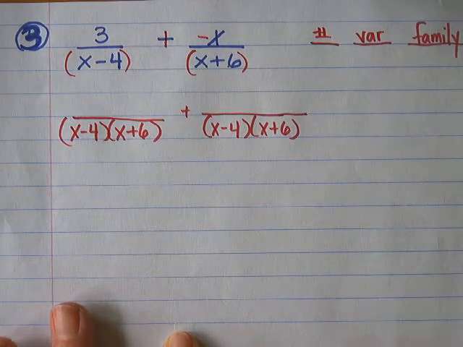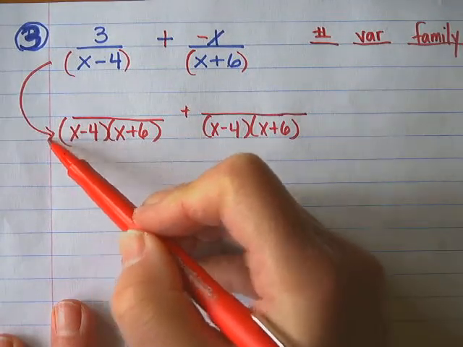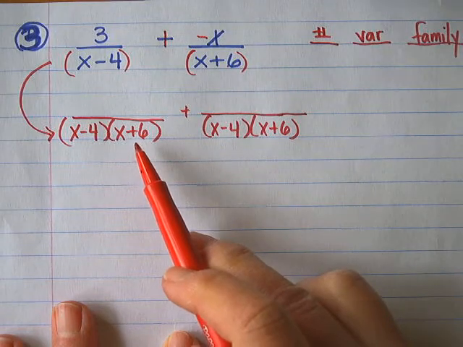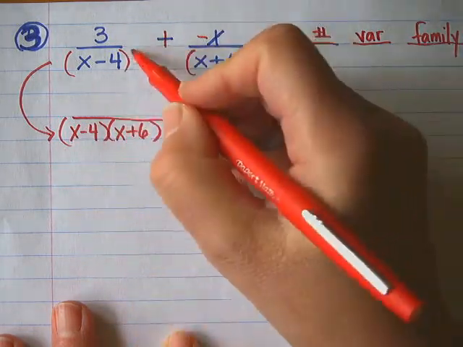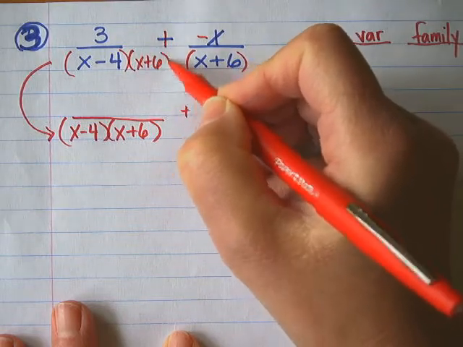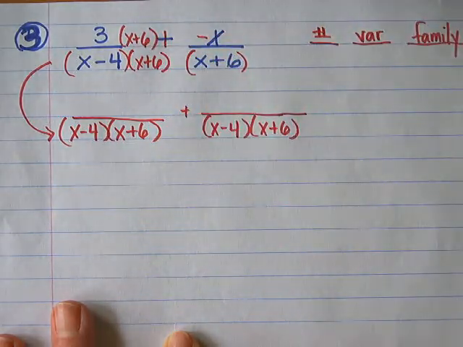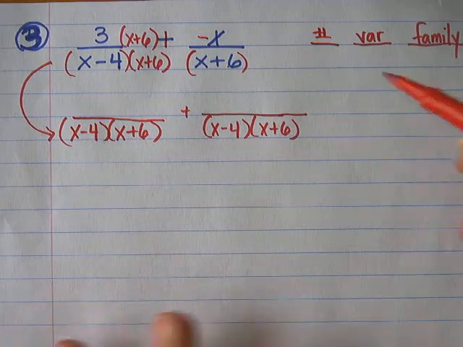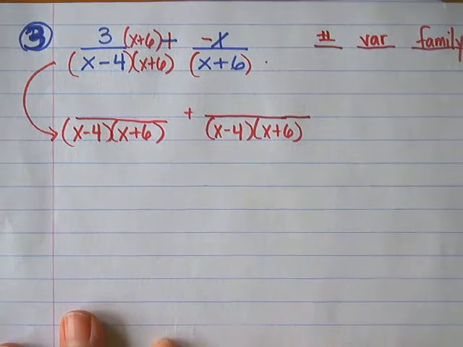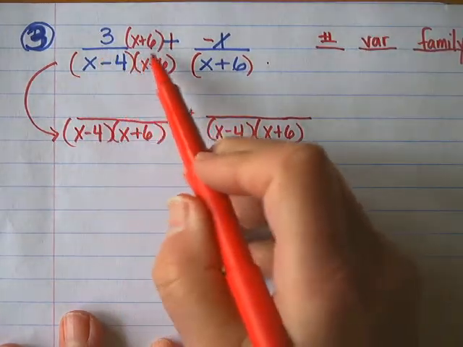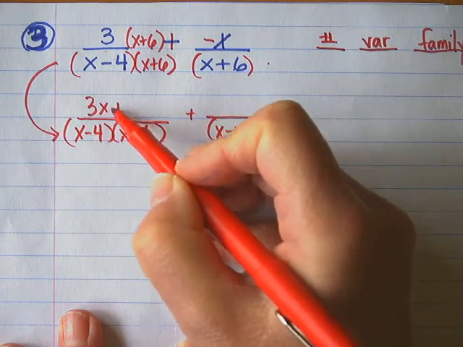Okay, so we need to build up that denominator to match this one. What is this denominator missing? It's missing an x plus 6. So I need to multiply the numerator by an x plus 6. That would give me, if I distributed that 3 through, 3x plus 18.